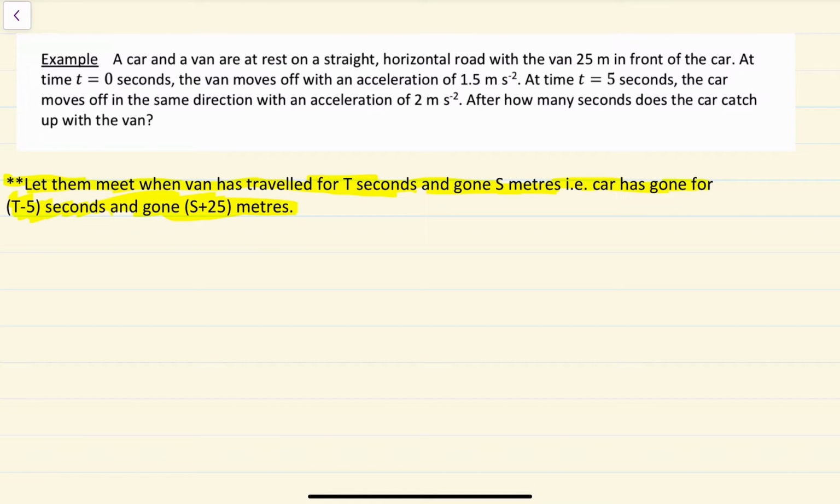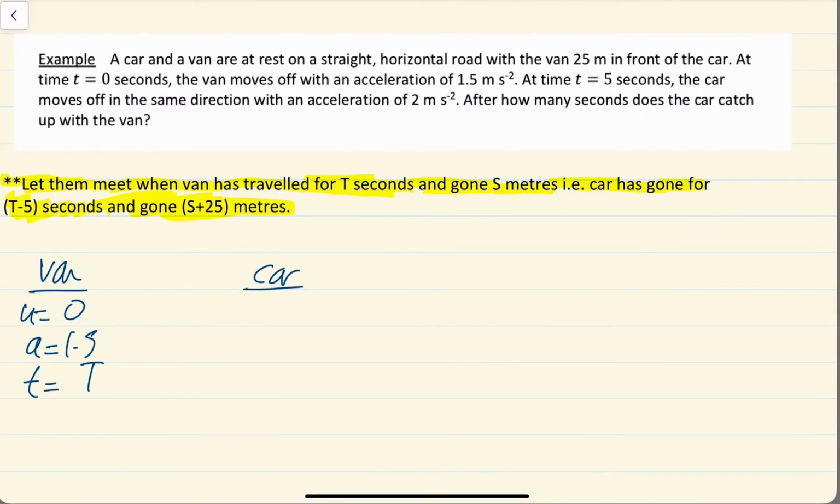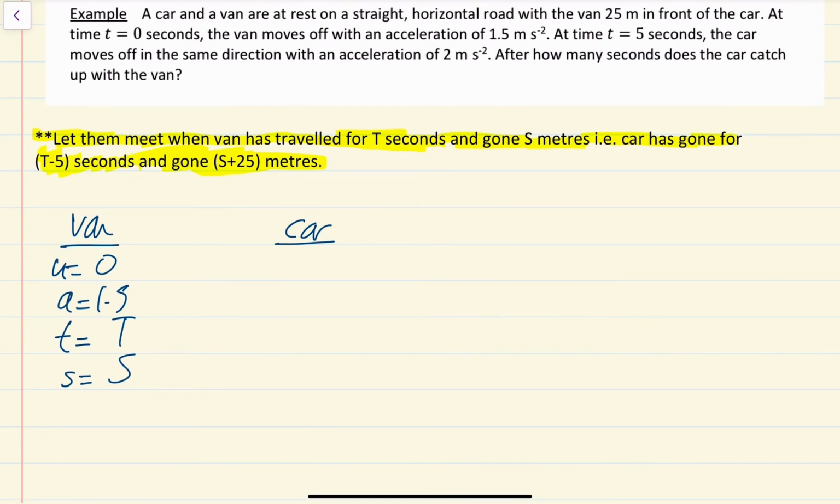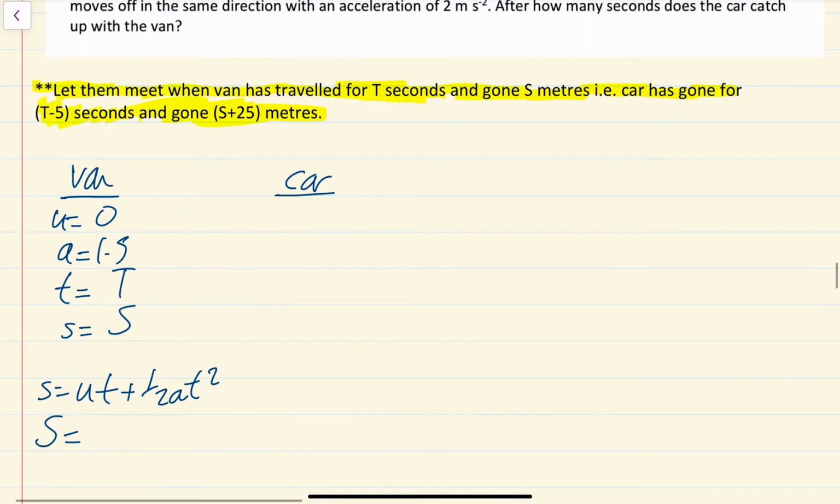And we're going to set this up. We've got our van, and you've got your car. So for your van, your u is equal to 0. Your a is 1.5, it was accelerating at 1.5. Small t is equal to big T, s equals big S. And we're going to fire that into s equals ut plus a half at squared, which means big S equals ut, which is 0, plus a half times 1.5, which is 0.75, times big T squared.